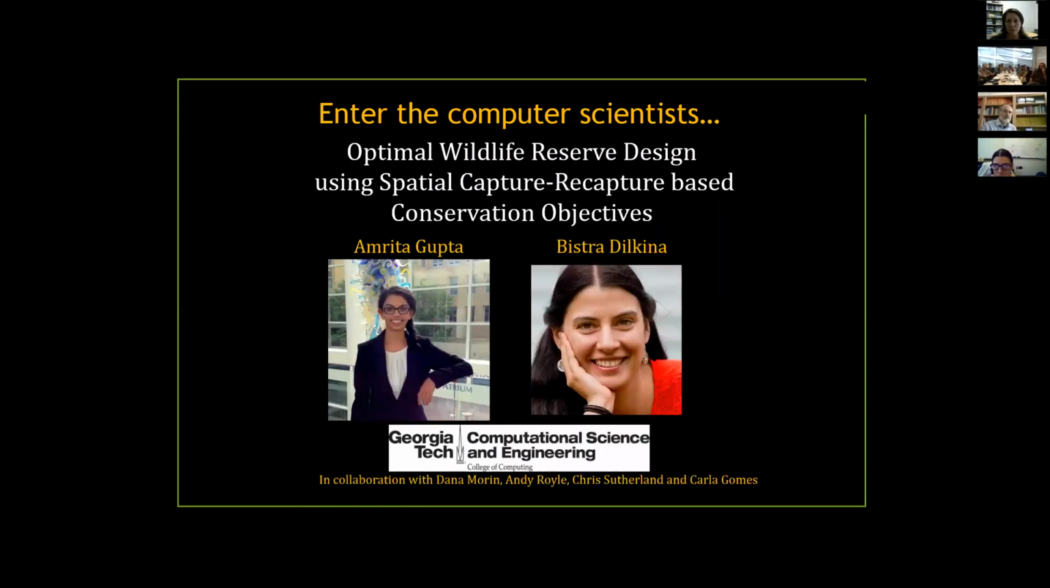So enter the computer scientists. And again, that's the nature of this collaboration, trying to figure out now how do we effectively design these sustainable landscapes. And so we're working with Amrita and Bistra at Georgia Tech to think about optimal wildlife reserve design using the spatial capture-recapture based conservation objectives. And this is in collaboration with Dana Morin, Andy Royle, Chris Sutherland, and Carla Gomes.